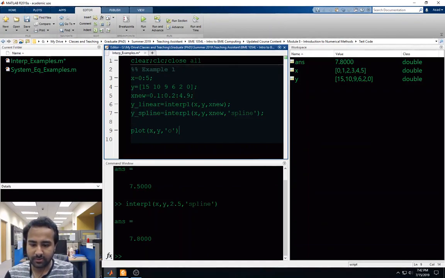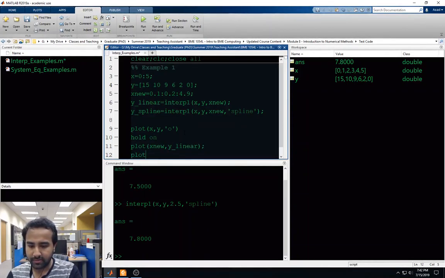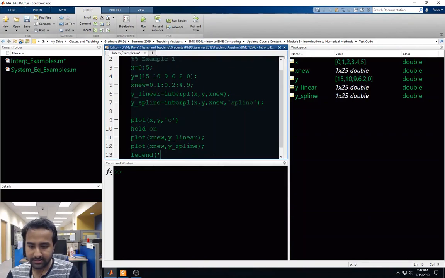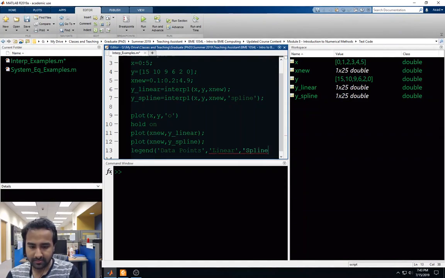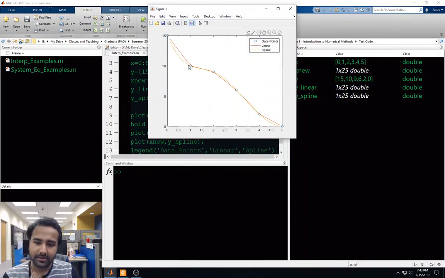Alright, so now this is the original graph of the data points. And we can do a hold on, and then plot the new stuff. So now we can have a plot of X new versus first the linear, and then we can do a plot of X new and the spline. And we plot all this. So you can see here, maybe I should put a legend here. Legend: data points for this, then we have the linear, and then we have the spline. There we go. So you have the data points here.